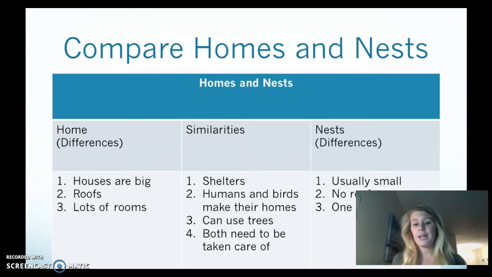So, similarities between homes and nests, they are shelters. Humans and birds can make their homes. Humans build them and birds build them. They can both use trees and they need to be taken care of. So some differences for homes that we thought of are houses are usually bigger than nests. They have roofs, and some of them can have more than one room. And nests are usually smaller, they don't have roofs, and usually are just one room for all of the critters that live there.